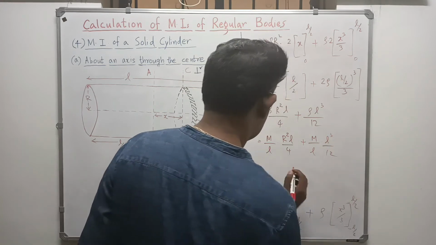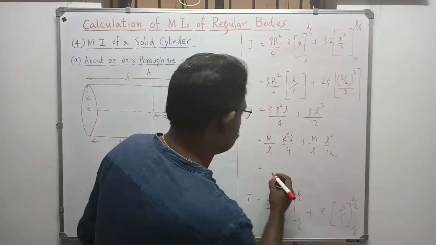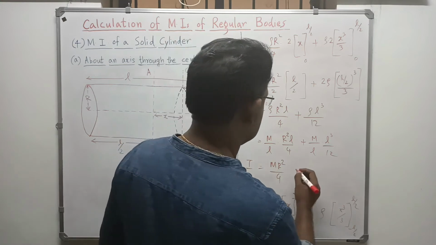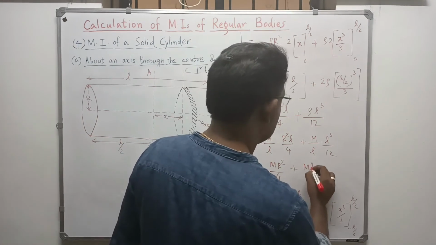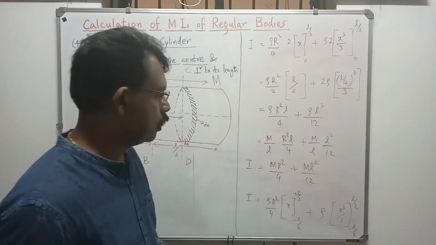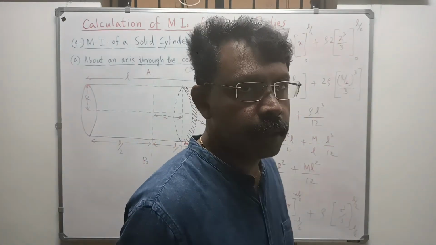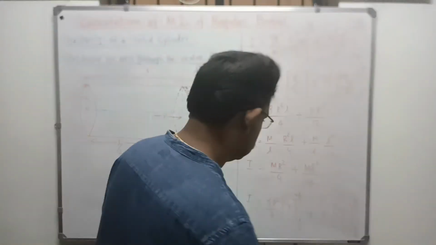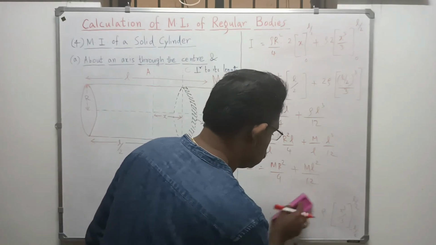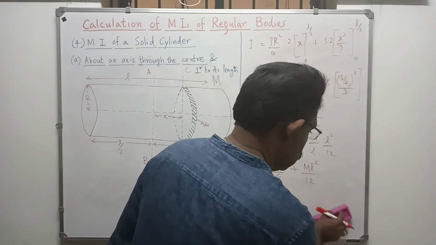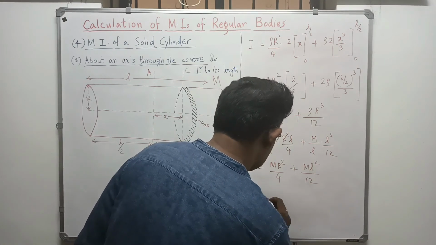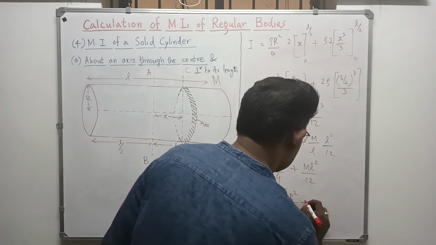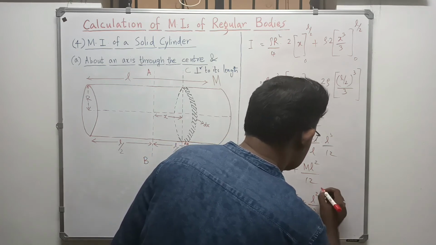So this L and L will get cancelled. I will get m r squared by 4. So that is nothing but I is equal to m r squared by 4 plus m L squared by 12. So I can write this as, finally m is constant, so I can take it out, the common one. I will get I is equal to m into r squared by 4 plus L squared by 12.